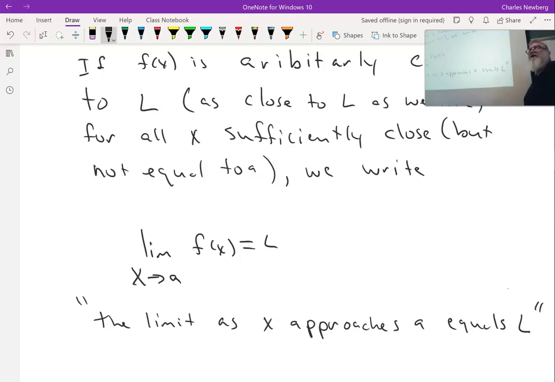So when we see this, what do we know? Well, the function has to be defined around A. A itself could be a hole or something like that. And the function values have to get really close to L. Okay, so finish copying that down, and then we'll move on to looking at this graphically.